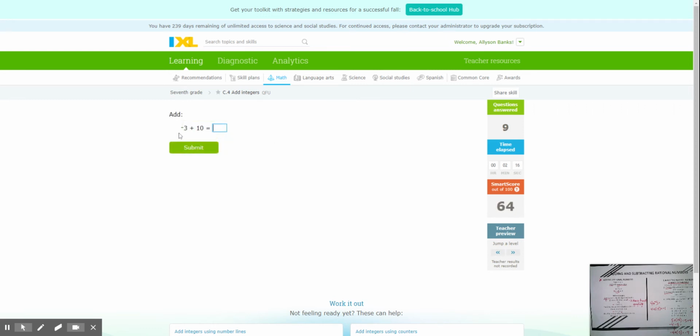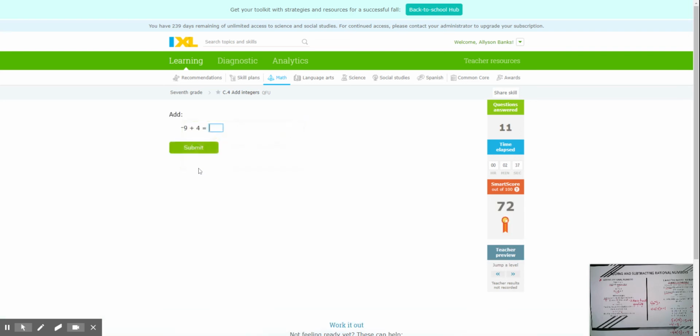All right. -3 plus 10, they are different signs, so we're going to subtract. 10 minus 3 is 7, and because 10 has a greater absolute value, it's going to stay +7. Okay, 4 plus 8, they're both positive, and so the answer will be positive, so our answer is 12. -9 plus 4, we have opposite signs, different signs, so we're going to subtract. 9 minus 4 is 5, and 9 has a greater absolute value, so it's -5. Okay, 6 plus 7, they're both positive. We add them together.